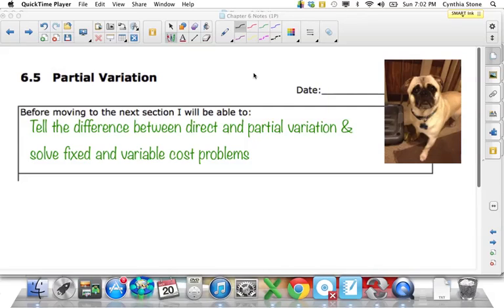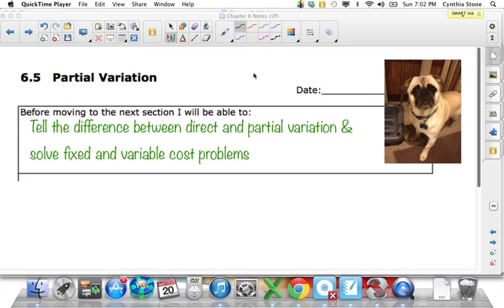Partial variation for the grade 9 applied level course. The goal for today, before we move on, is for you to be able to tell the difference between direct and partial variation, which of course means knowing what partial variation is, and we're going to solve problems using what we call fixed and variable cost, and you'll understand that pretty well by the end of this video.